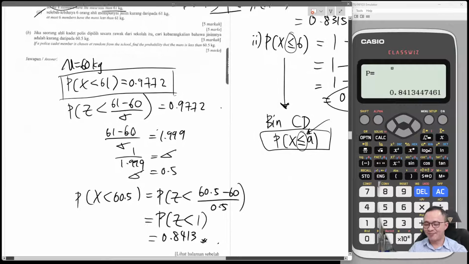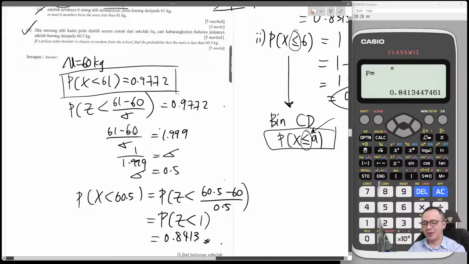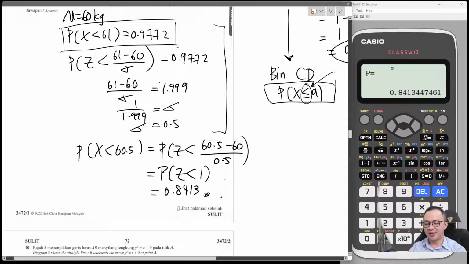Okay, 5 marks. I believe you have about 2 to 3 marks for finding the standard deviation. Then the rest is here.